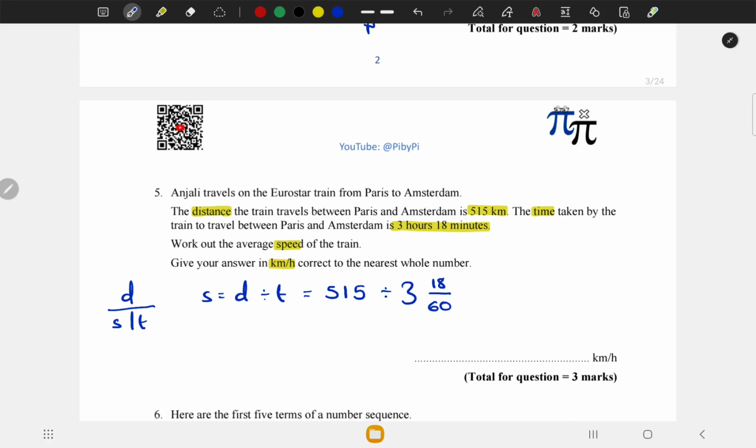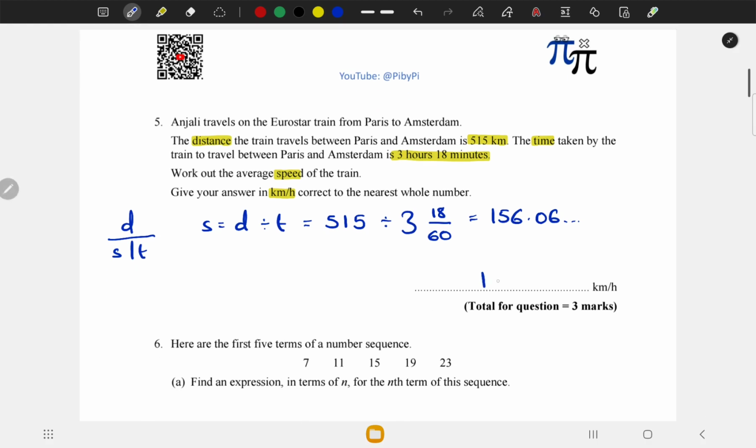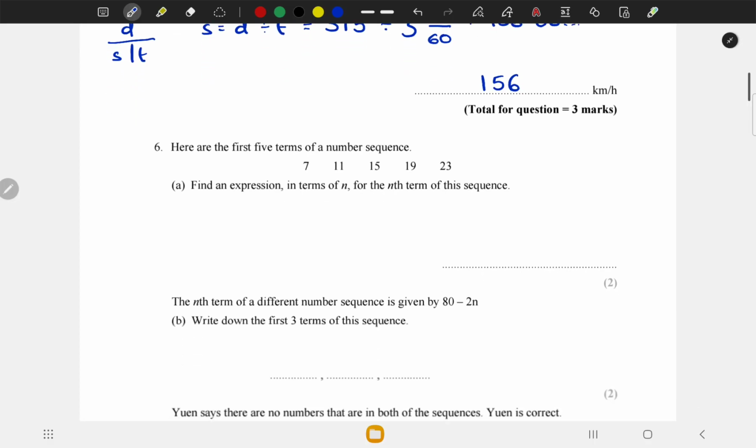Now with the help of my calculator, I'm going to divide this and I'm going to find my solution to be 156.06. The question wants it to the nearest whole number, and so my answer is going to be 156. All right, moving on to the next question.